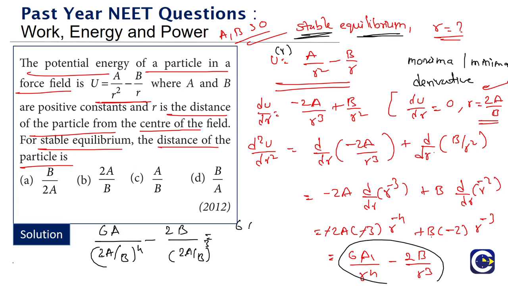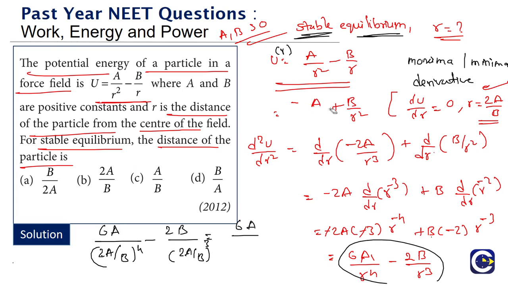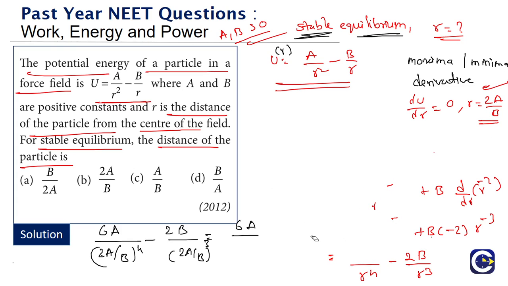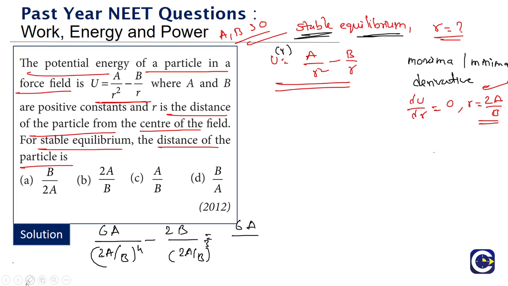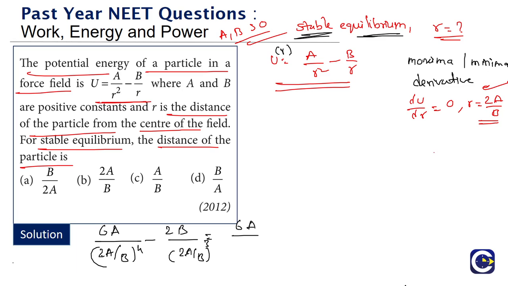So maybe we'll just erase the other thing so that we can use the space to calculate. Now what we are trying to do is validate whether this r is equal to 2a by 3 point corresponds to the minima point for the potential energy or the maxima point. We already know what answer we are going to get, right? We will get the answer saying that at this point the minima will be achieved.